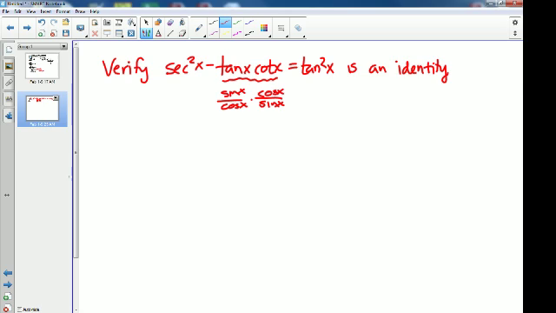This is 1, right? Okay, so I'm going to leave secant squared as is. Minus 1. A lot of people will put 1 over cosine, right? And sine over cosine squared. Which is fine.